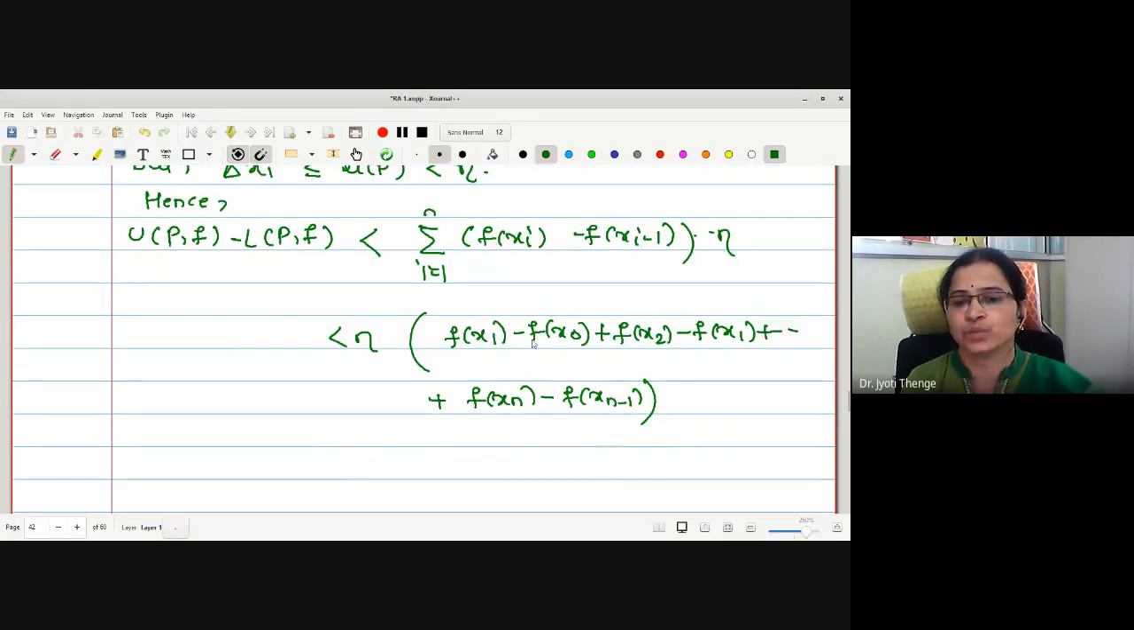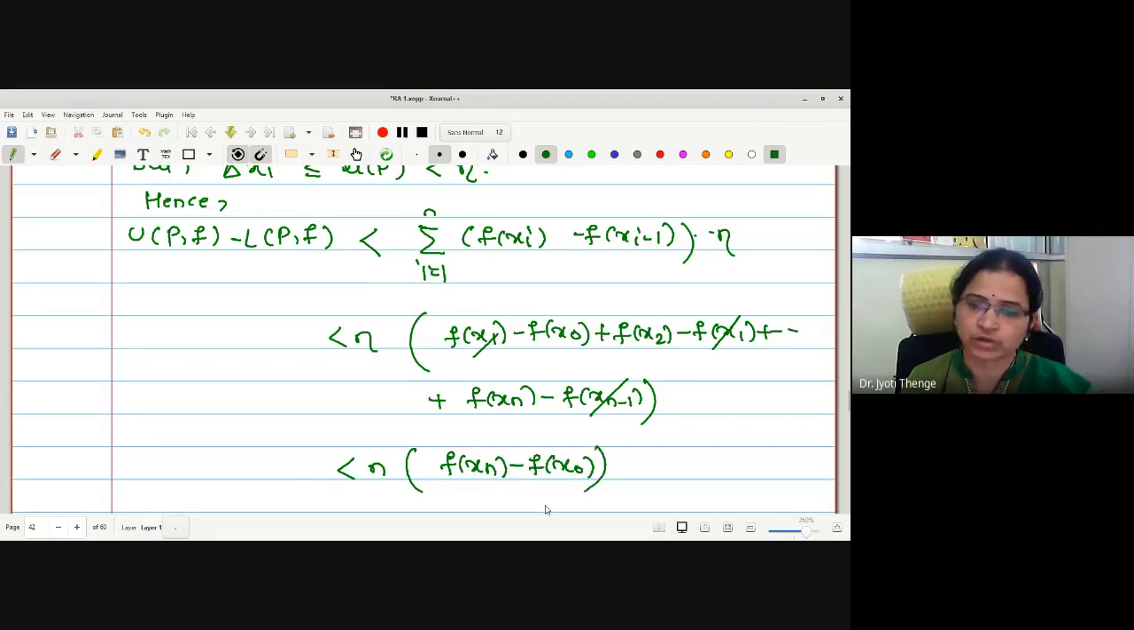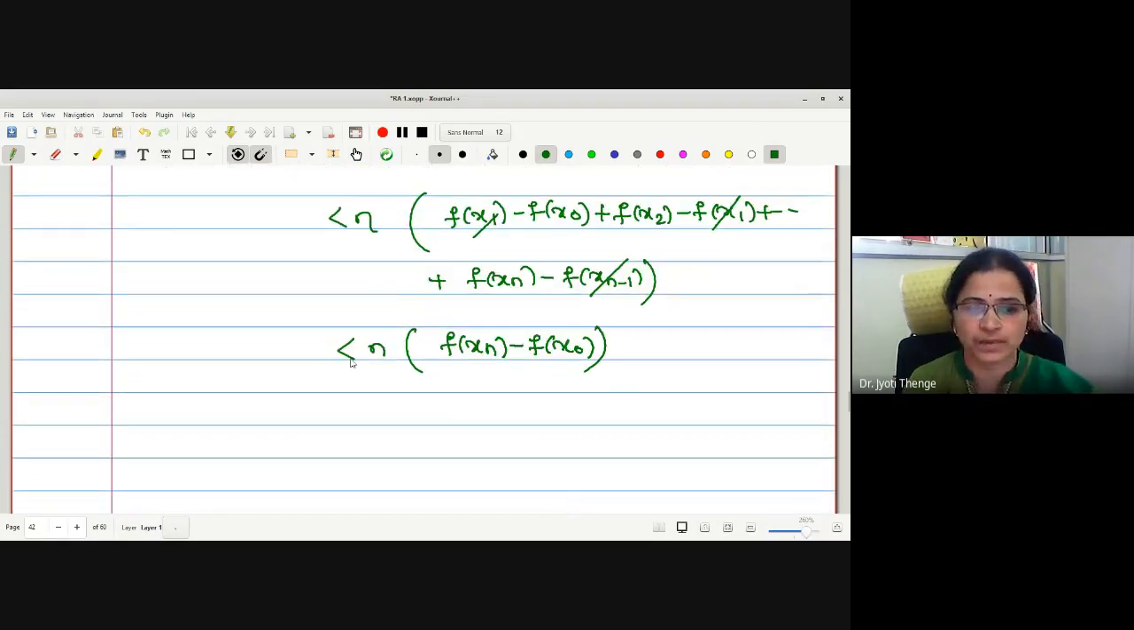Got it? Now we are going to cancel these terms. This term and this term are going to cancel. f of x2 cancels with the next term. This f of xn will cancel with its previous. So we are left with only two terms. Which two terms? f of xn minus f of x0. But we know xn is nothing but b. Therefore, I can write this as f of b minus f of a.